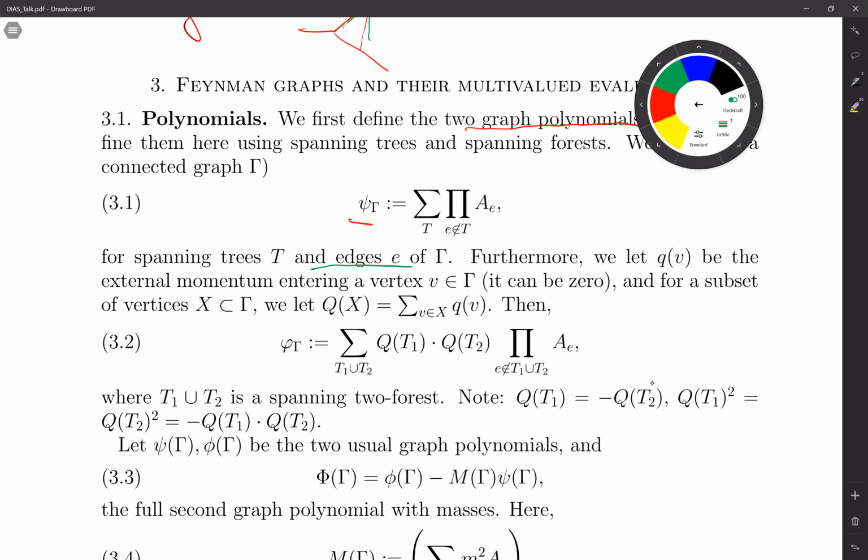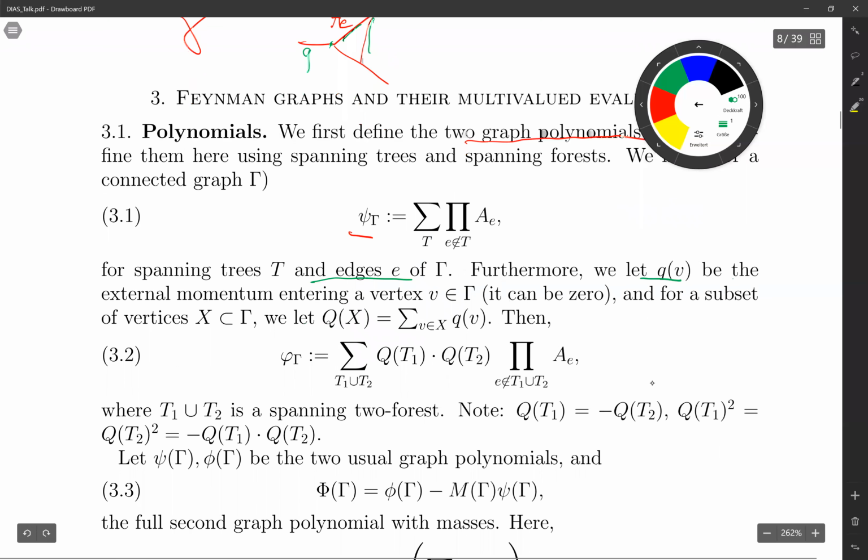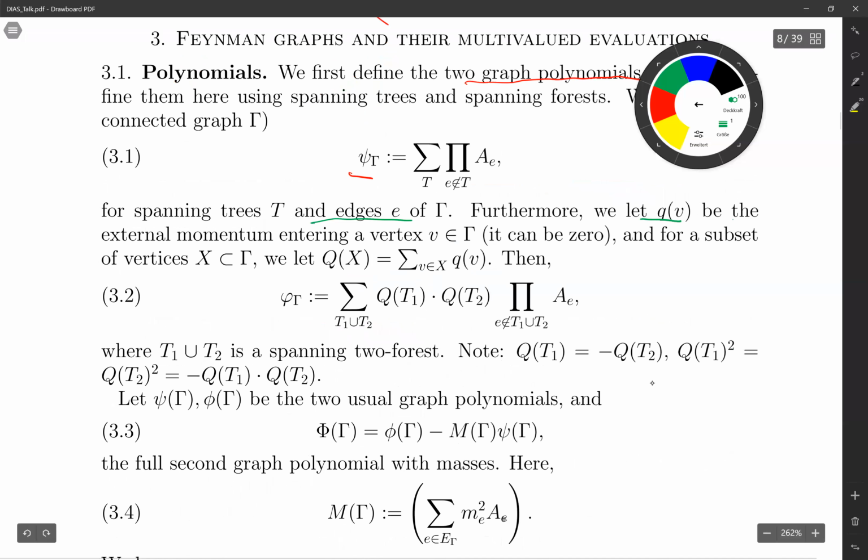Then you define Q of V for every vertex V in your graph. You look if there's an external half edge running into it. If yes, the external half edge is assigned an external momentum in Minkowski space, which we call Q, so we have for each V a Q. It can be zero if there's no external momentum at a given vertex. So we let Q of V be the external momentum entering at the vertex V. And for any subset of vertices X, you let Q of X be the sum over all vertices in X of these Q of V.